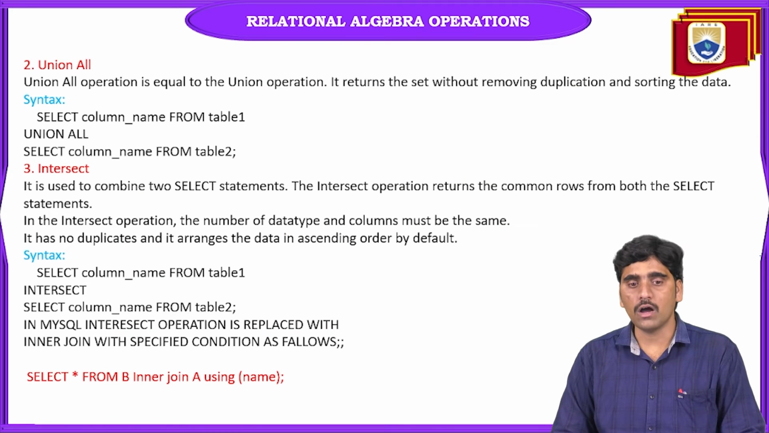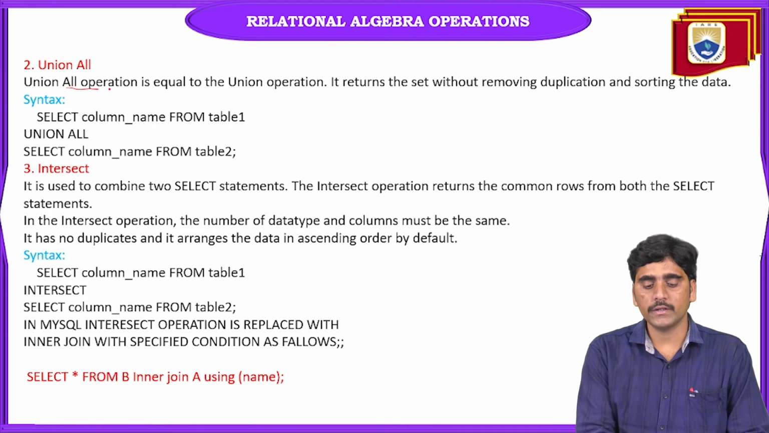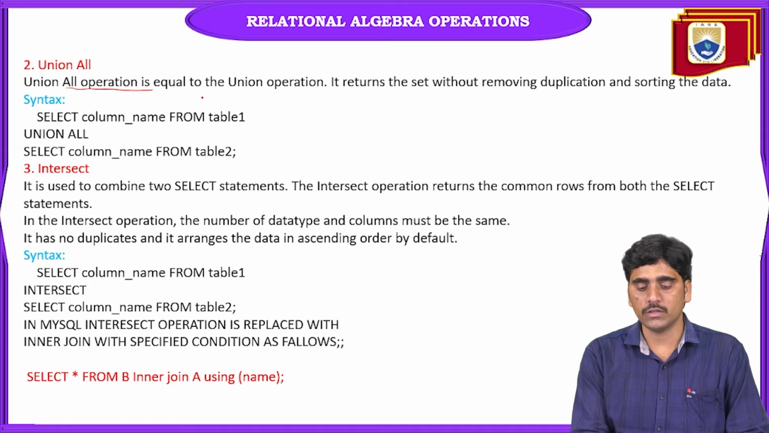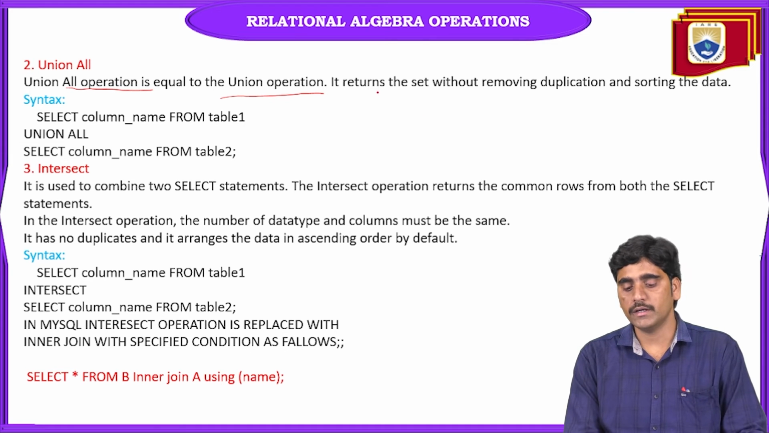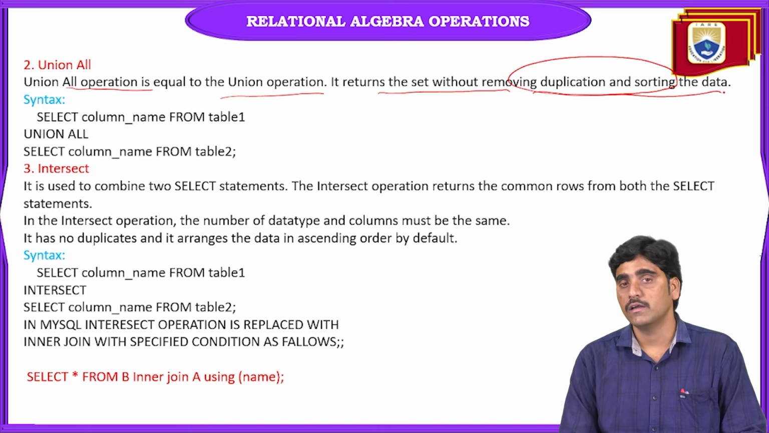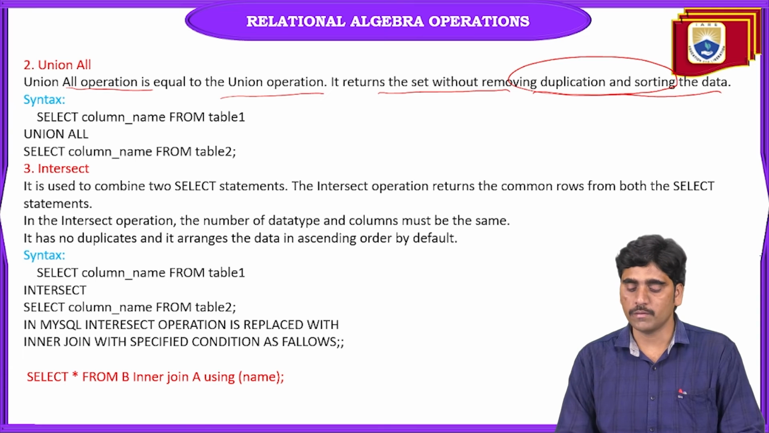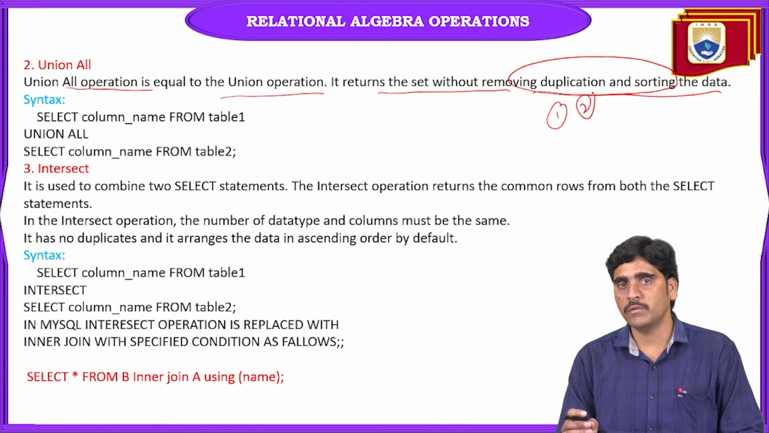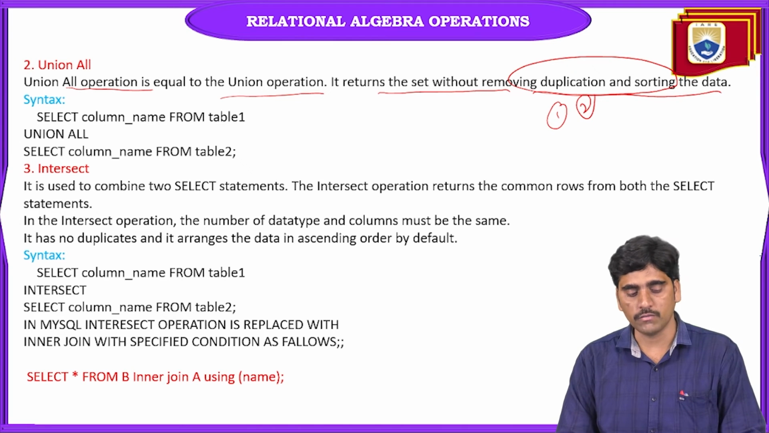And next, union all. The union all operation is equal to the union operation, but it returns the set without removing duplication and sorting the data. So it doesn't display only one duplicate value. It displays all the duplicate values from the first table and the second table. If you have multiple duplicate values from three tables, it displays the duplicate values from all three tables.